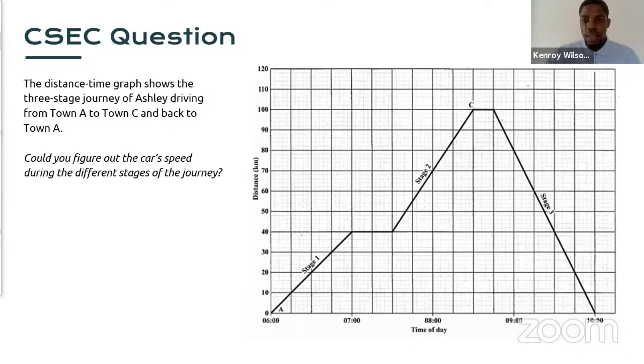what is her speed during the third stage of the journey? And in telling me her speed, I want to know how far she traveled, and I want to know the time it took for her to travel that particular distance.